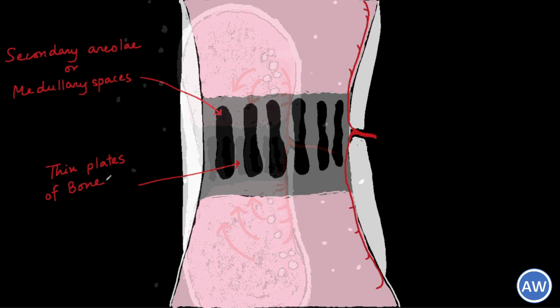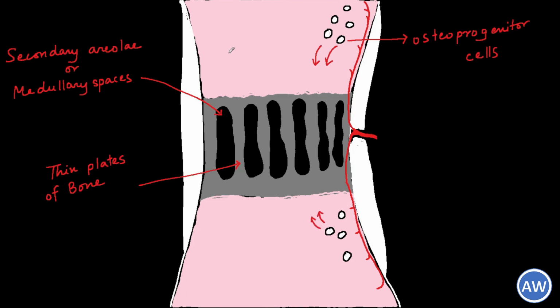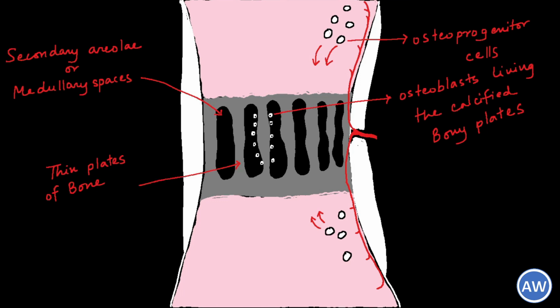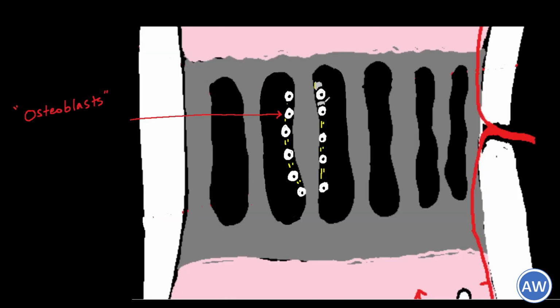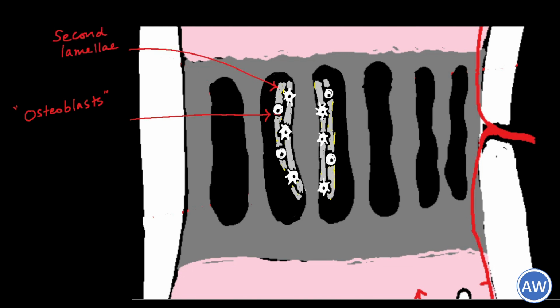The osteoprogenitor cells become osteoblasts and arrange themselves along the surface of these plates. These osteoblasts now lay down a layer of osteoid, very similar to the intramembranous ossification. The osteoid is calcified and a lamella of bone is thus formed. Osteoblasts now lay down another layer of osteoid over the first lamella, which is calcified. Thus, two lamellae of bone are formed. The osteoblasts get caught between the two lamellae and become osteocytes, in a way very similar to the membranous ossification.